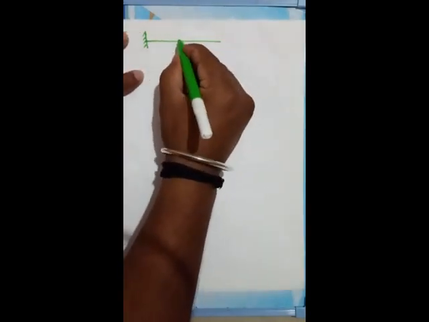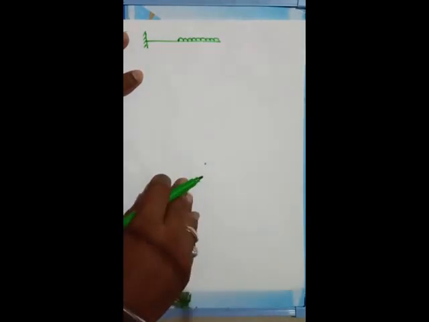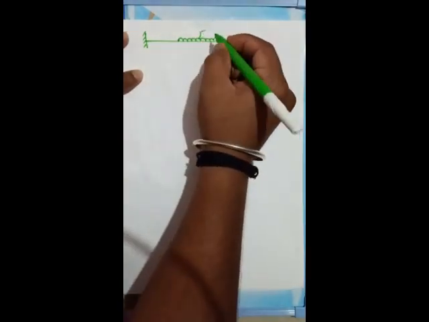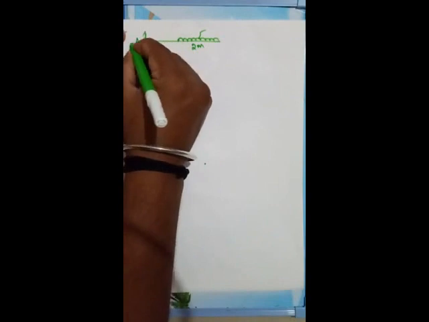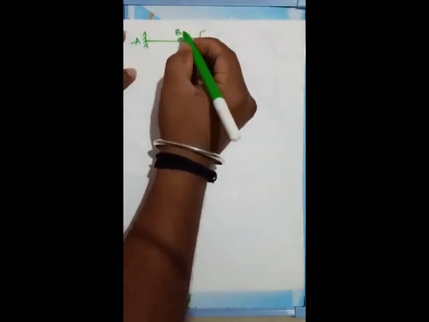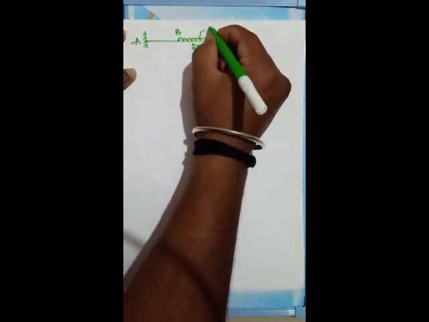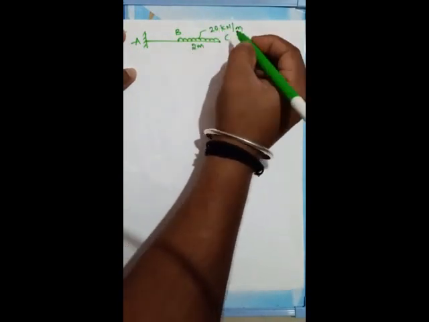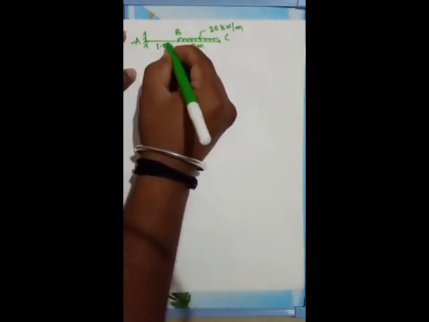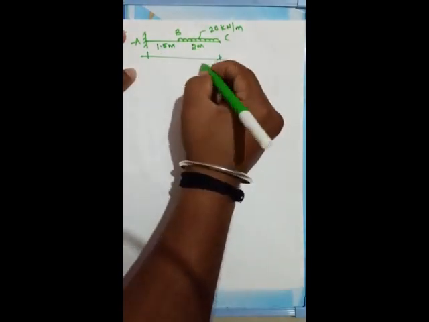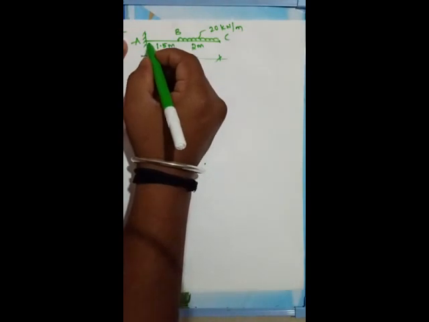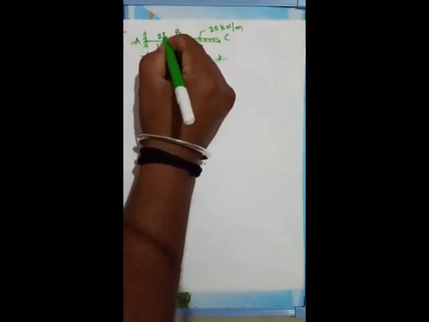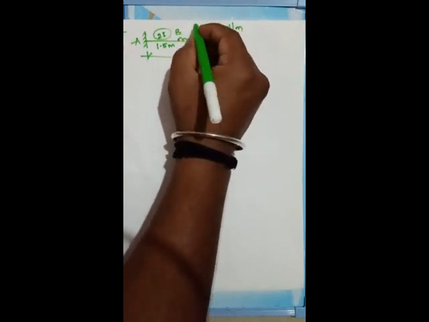A cantilever beam subjected to UDL, not over the entire span, maybe up to 2 meters. Let this point be A, this point B, and this point C. The intensity of loading is 20 kilonewton per meter. This length is 1.5 meters. Again we will consider the moment of inertia changing: from A to B let us consider it as 2I, and from B to C we'll consider it as I.